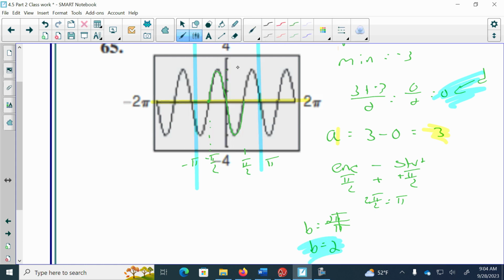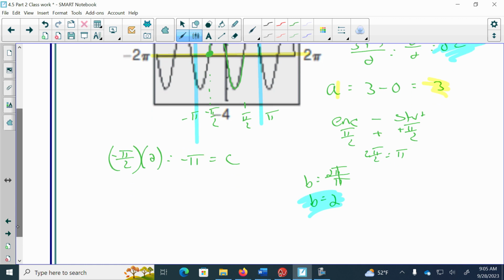My c is going to be where my graph starts. So I put this as my start. To find my c, I'm going to take the x value where my start is. So I said negative pi over 2. And I'm going to multiply that by my b, which is 2, and I'm going to get negative pi. So that is my c.